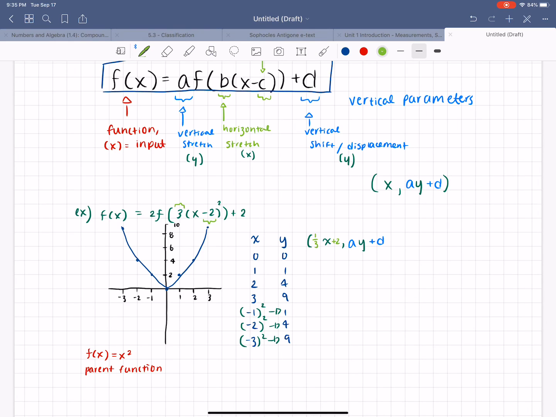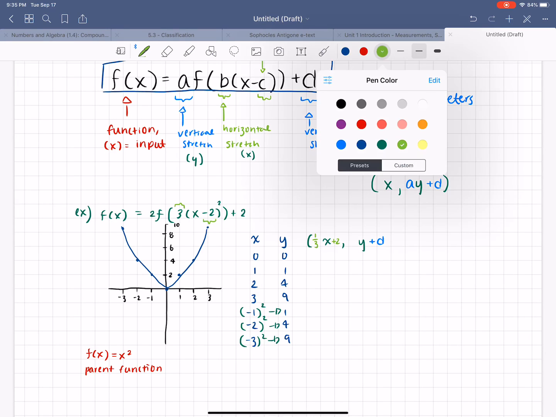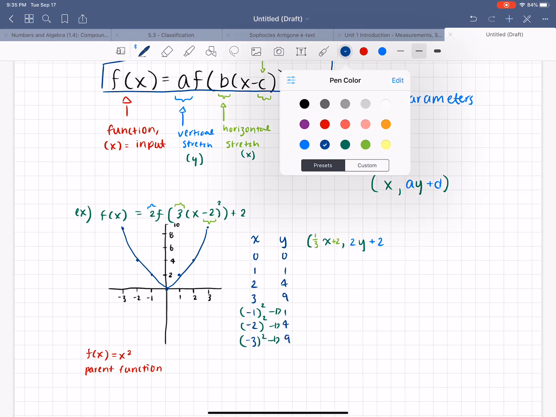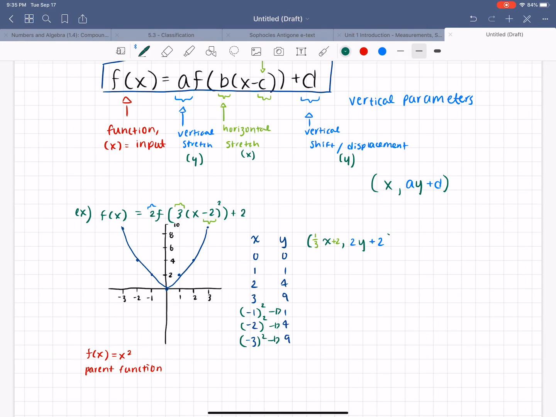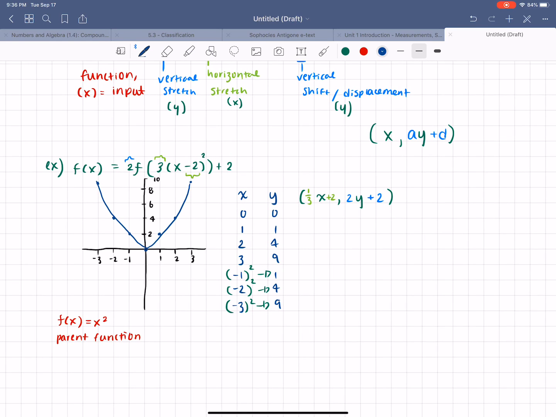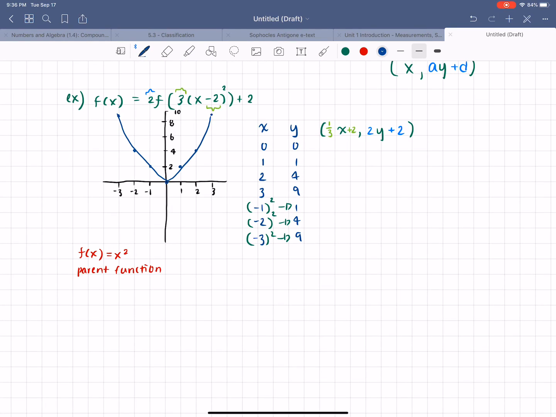For our y, it's a similar principle. Our a is 2, and our d is 2, right? And so these are the transformations that are effectively reinterpreting our f of x equals x squared parent function graph. So let's use what we plotted out here to determine our new x and y values.